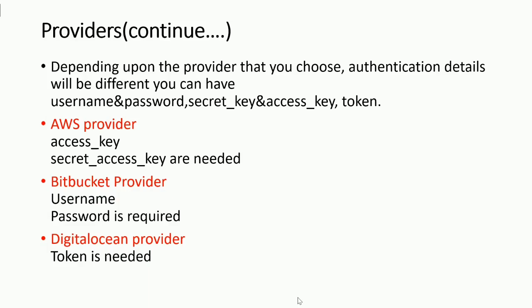It may have a username and password, it may have a secret key and access key, it may have a token. For example, if you choose the AWS provider, Terraform will expect an access key and secret access key from you. If you choose Bitbucket as a provider, it will ask for a username and password. If you choose DigitalOcean, it expects a token.